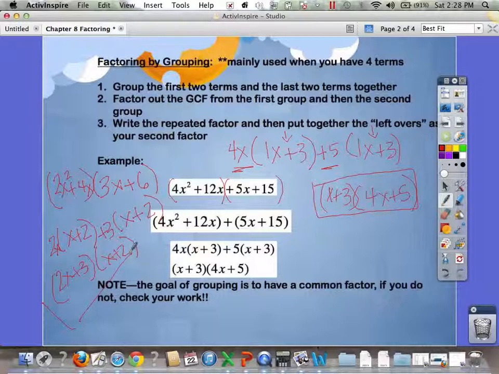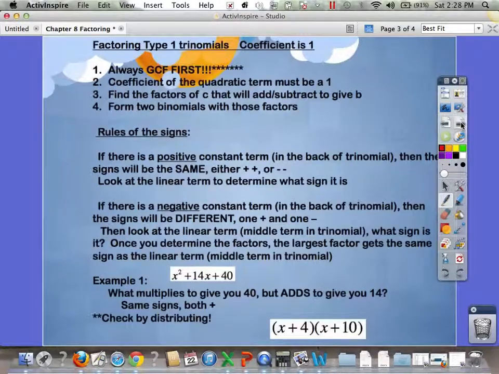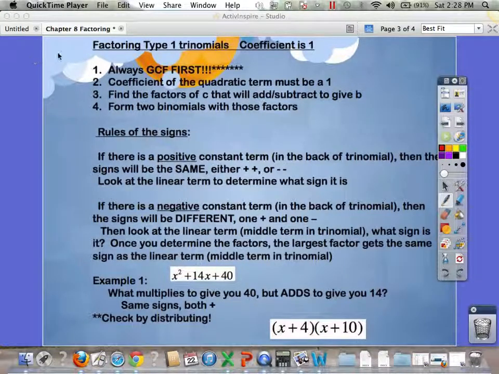Okay, that's grouping. All right, and the next type is type 1. And the nice thing about type 1, they have these rules, and if you learn the rules of these signs, then you will have no problem with any kind of factoring that you'll ever have.